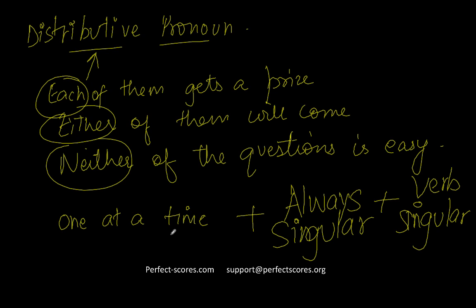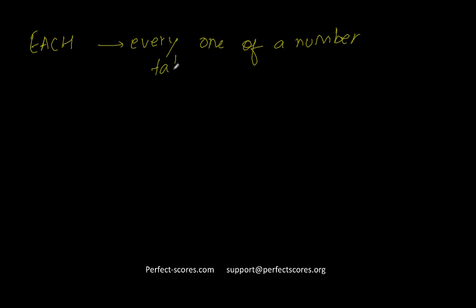So let's look at what is the difference between these ones. Especially, let's look at what each does. Now, each refers to every one of a number of persons or things taken individually. Each of you has to come, so each one of you.